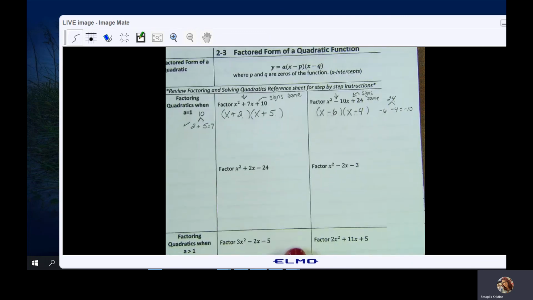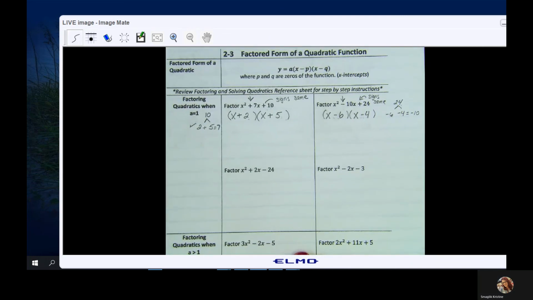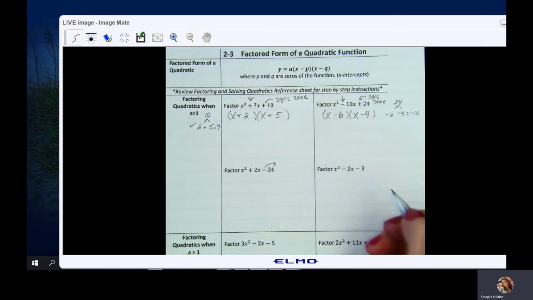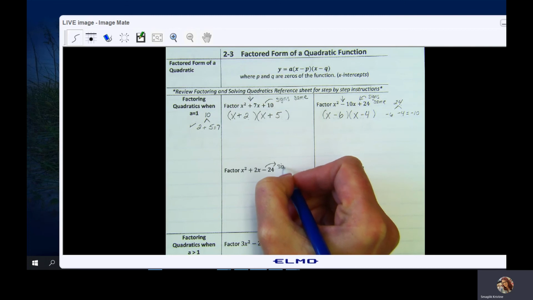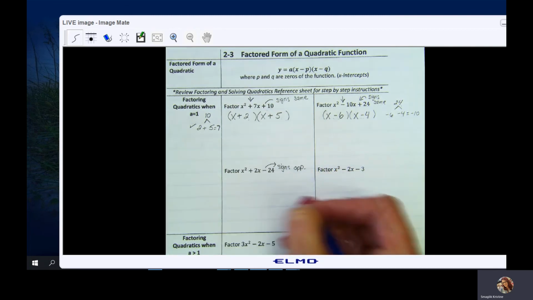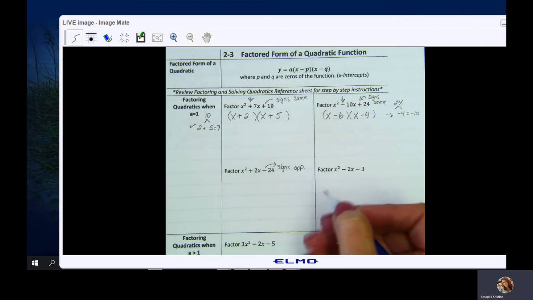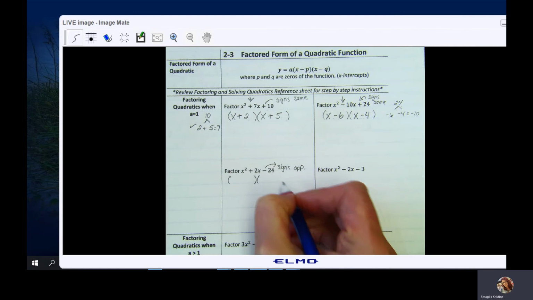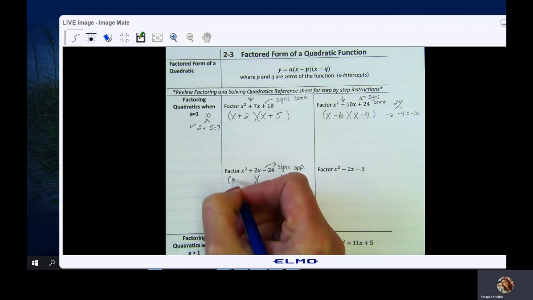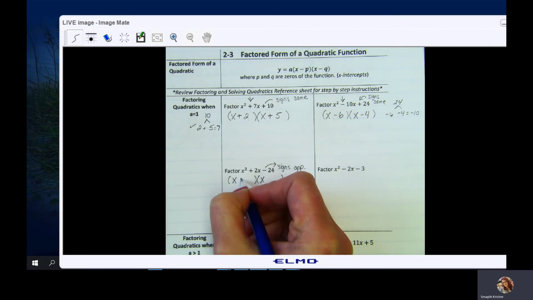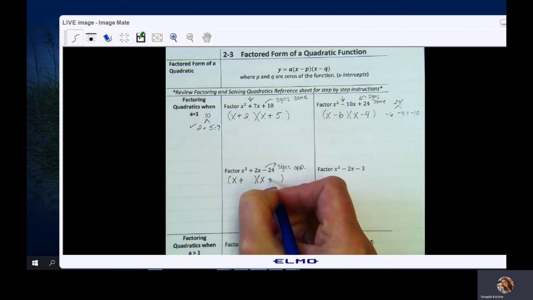Now let's take a look here. Here I have my c value is negative. Well, in order for that c value to be negative, the signs of my factors would have to be opposite. So one's going to be a plus, one's going to be a minus. So let's go ahead and drop parentheses in. I can drop my x's in. And one's going to be positive and one's going to be negative.